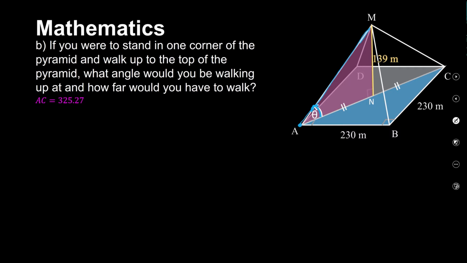Remember, we've already found that AC is 325.27 meters. And we're going to need that because if the whole diagonal is 325 meters, that means this point here, N, will divide the line in half. So AN will equal NC. And that's where we're going to begin our calculations because if we look at the triangle that we're trying to find, it's this pink triangle here.